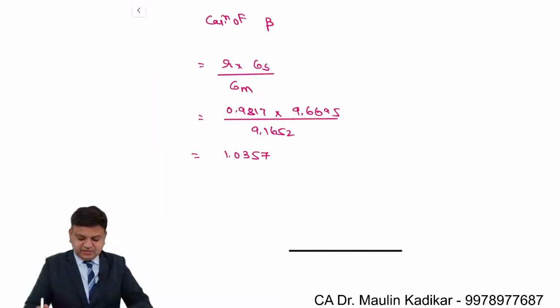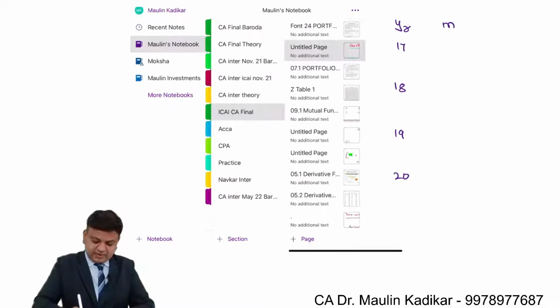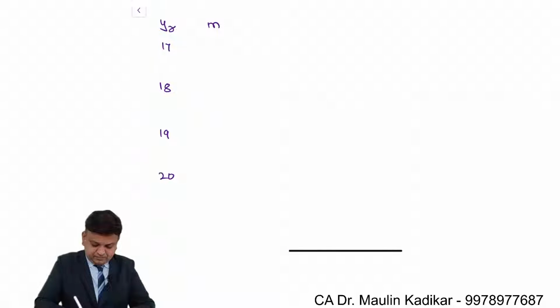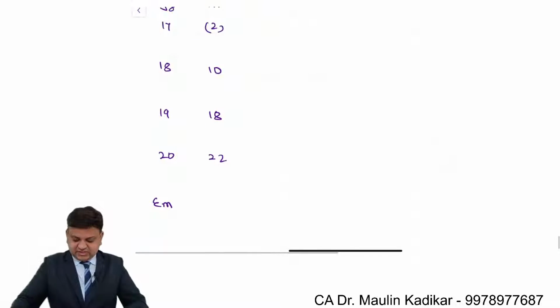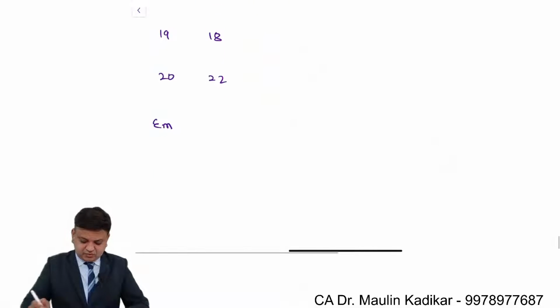Do not write anything. Let me explain to you first of all. Column number 1 is year 17, 18, 19 and 20. Return on the market portfolio is provided to us: -2, 10, 18 and 22. So summation M is 10 plus 18 plus 22 minus 2. That comes to 48.